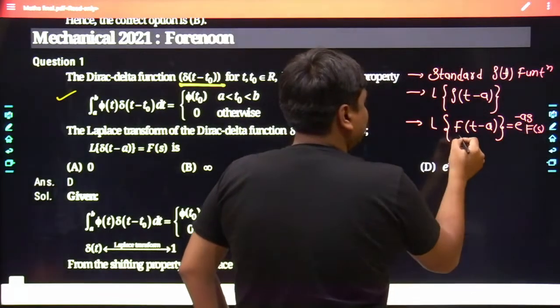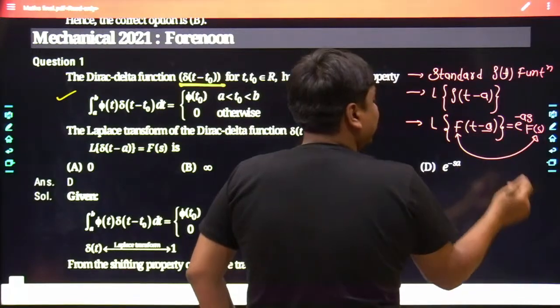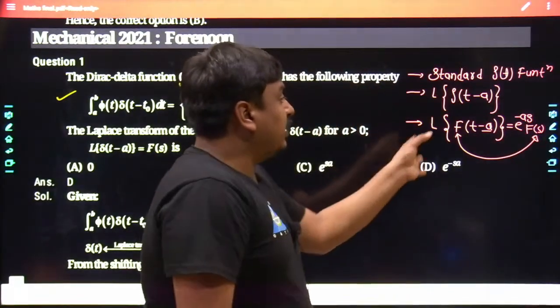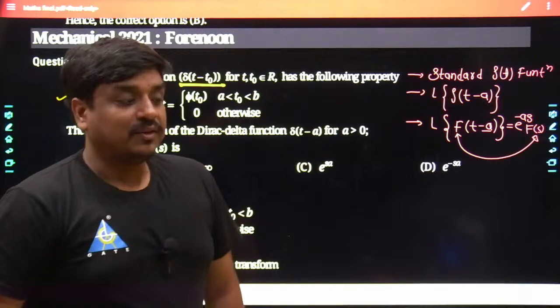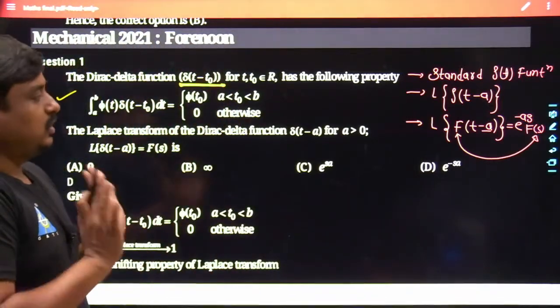What is the F of s over here? The F of s is the Laplace transformation of f of t, and similarly, as there has been a shift of a, the e to the power of minus a s would get multiplied with F of s. It's quite simple as this.